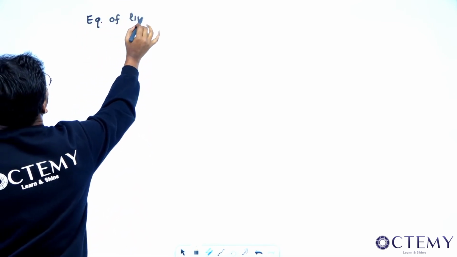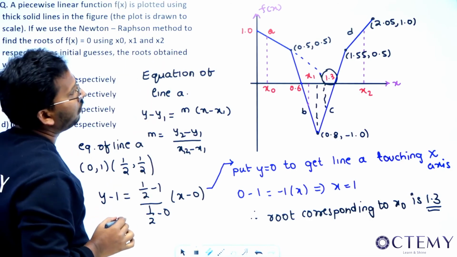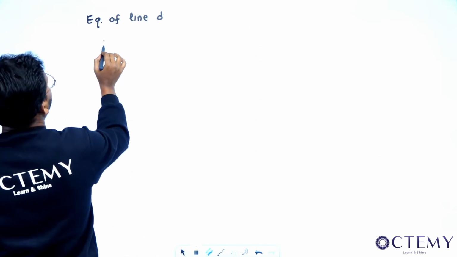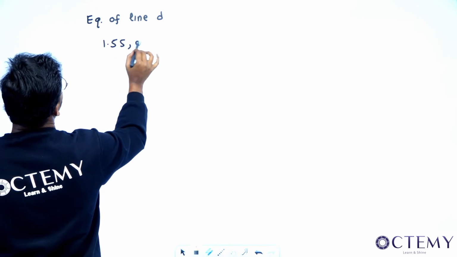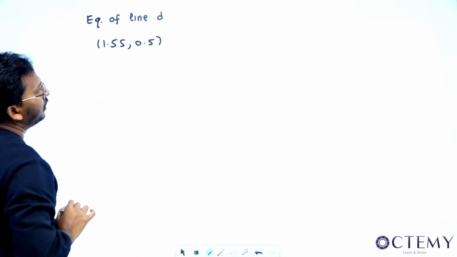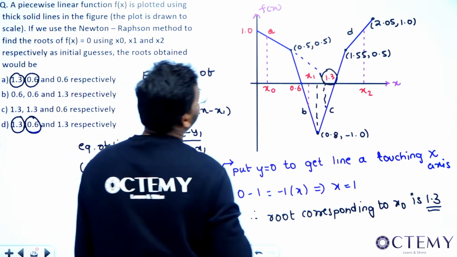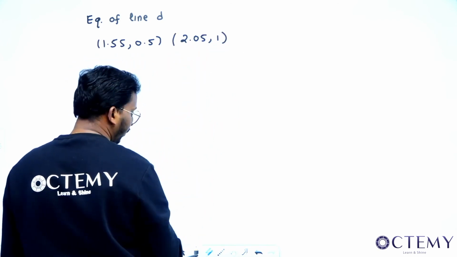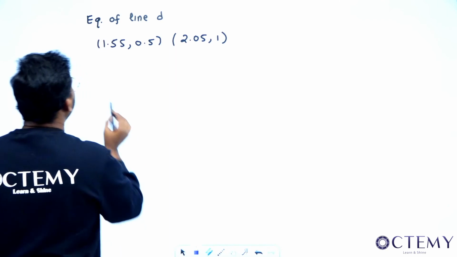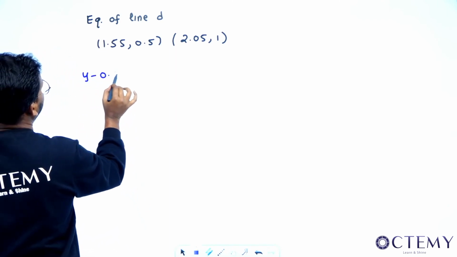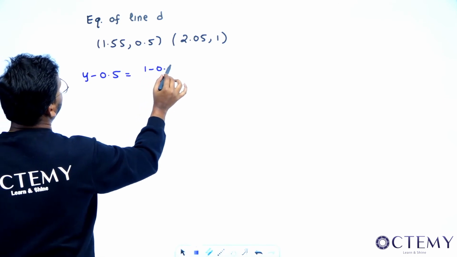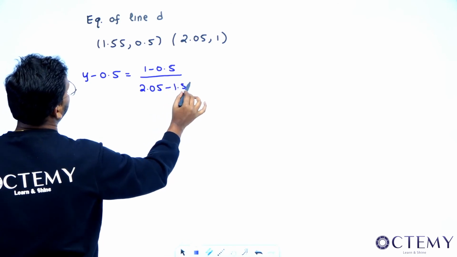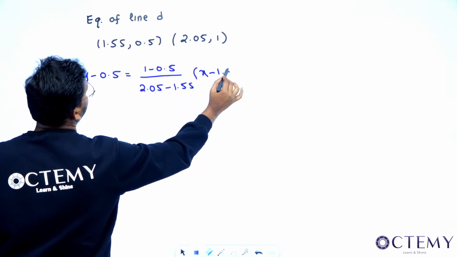Equation of line D. So see, sir, what points do we have? We have 2 points: 1.55, comma 0.5, and the other point is 2.05, comma 1. So if you try to write the equation of the line, that is y minus y1 is equal to y2 minus y1 divided by x2 minus x1 into x minus x1.